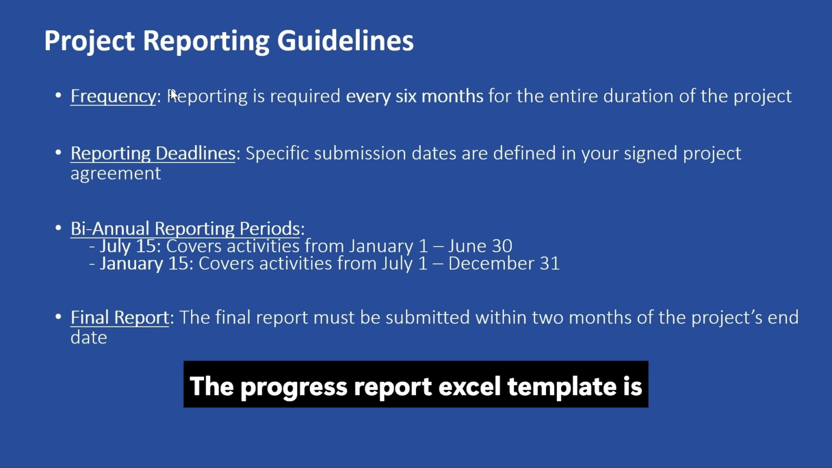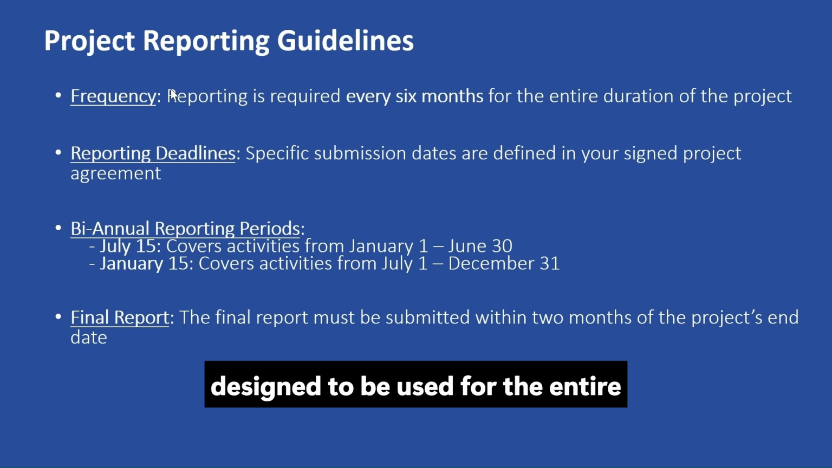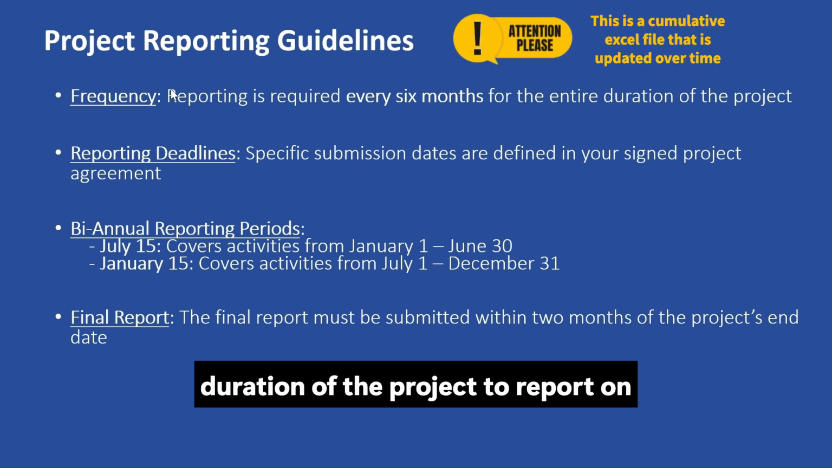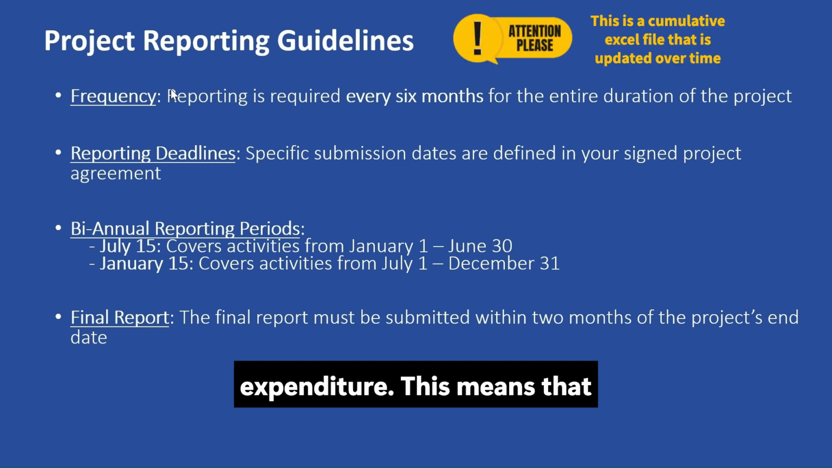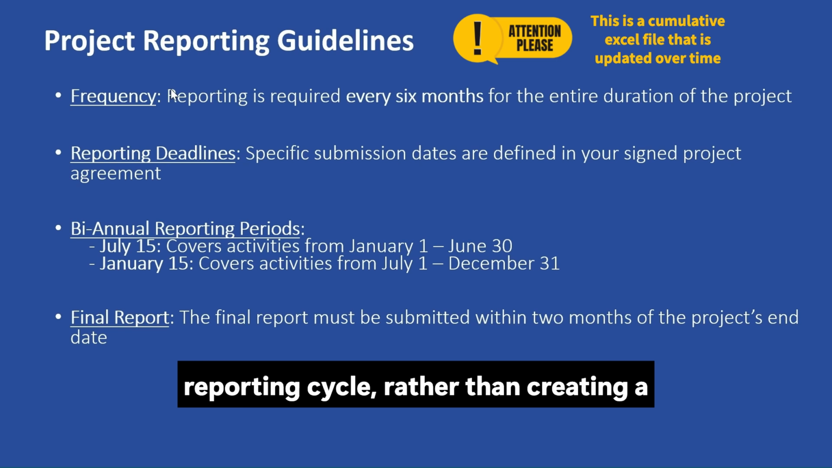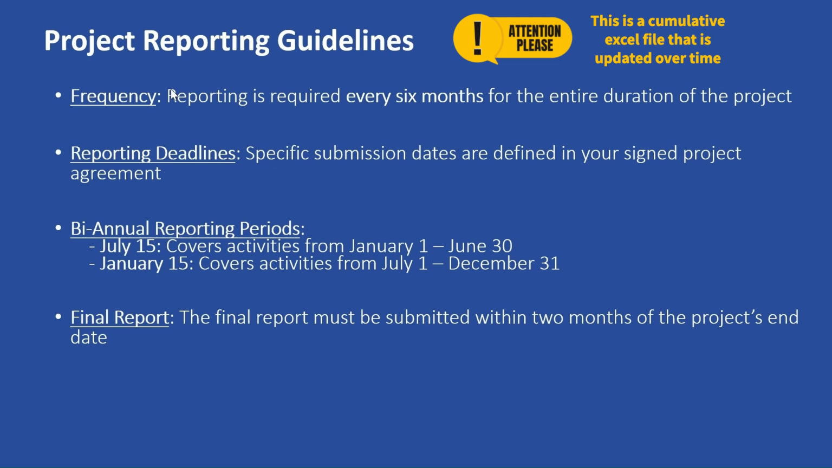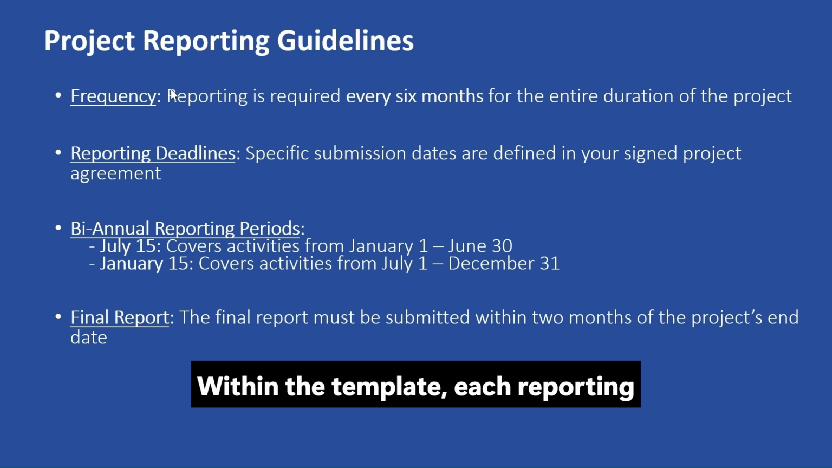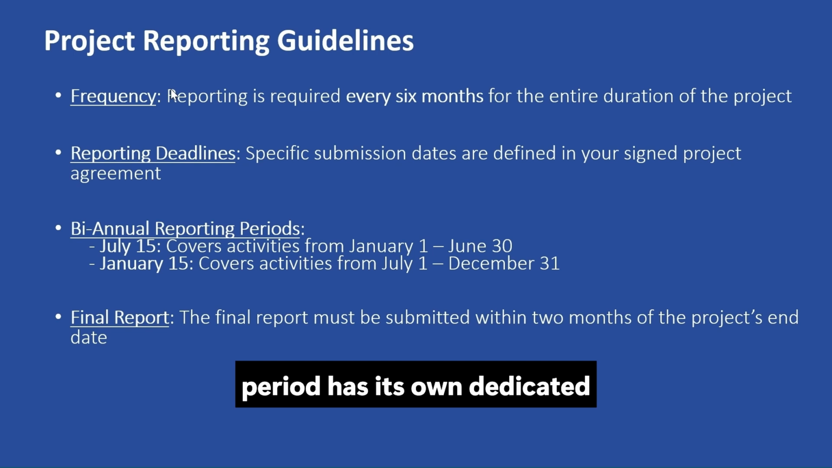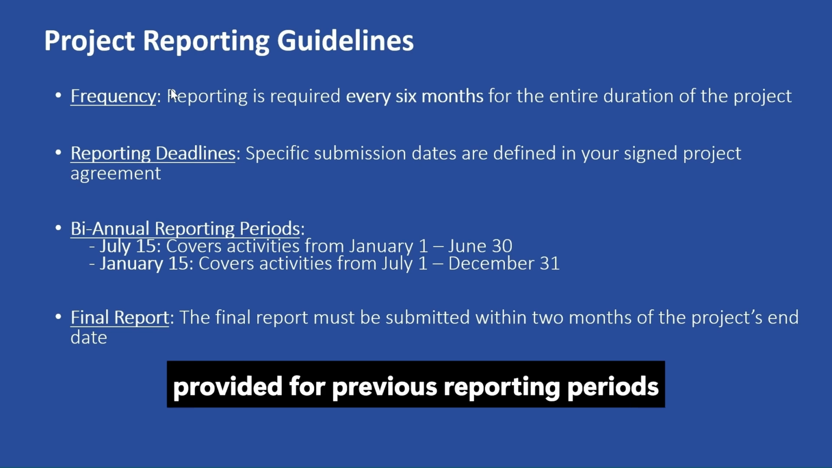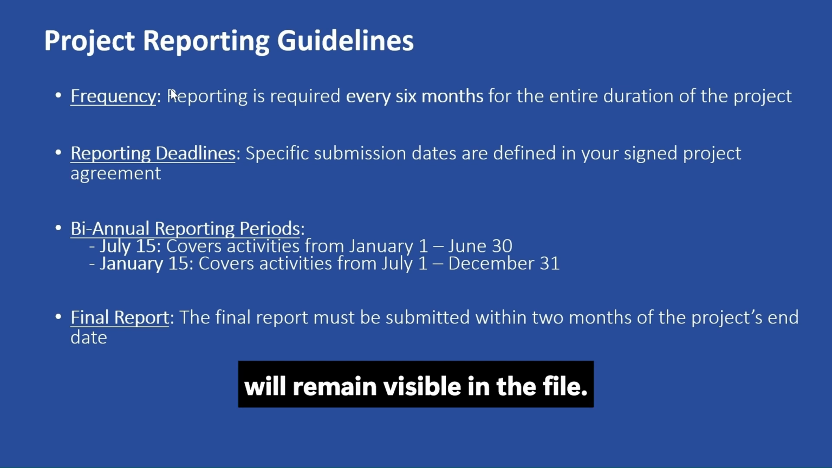The progress report Excel template is designed to be used for the entire duration of the project to report on expenditure. This means that the same file is reused for each reporting cycle rather than creating a new file every time. Within the template, each reporting period has its own dedicated sections identified by color and clearly labeled. Information provided for previous reporting periods will remain visible in the file.